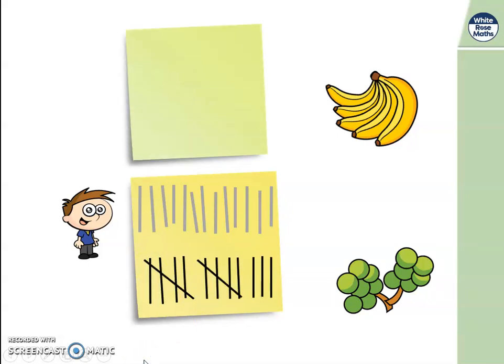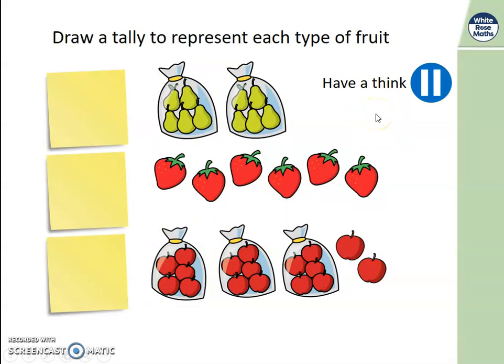Let's see if you can do it for the bananas now. So we've got 1, 2, 3, 4, 5 bananas. Make that line go through it. Now it's your turn. I want you to draw tally charts to represent each piece of fruit. So in your book, you can write down A, B, C, and you can have a go at writing the tallies for each type of fruit. Pause the video to give yourself some time.